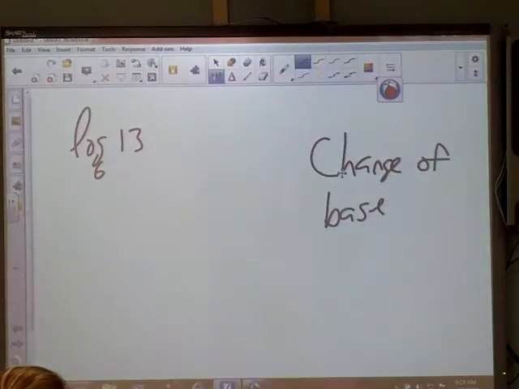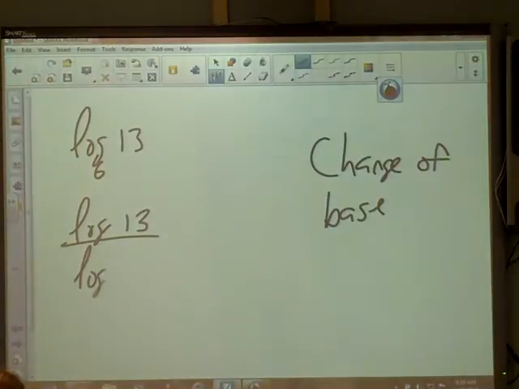But all the change of base formula does is tell you that when you've got a base other than 10, you can rewrite that as a division problem with the log of the big number divided by the log of the little number. I haven't studied logarithms enough to know why that works, but it does. You can check it out on your calculator. It works every single time. So these are the same.